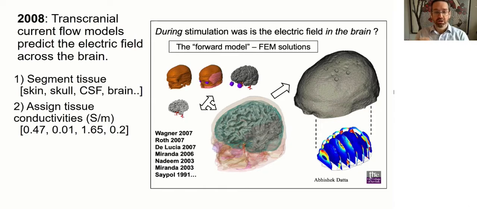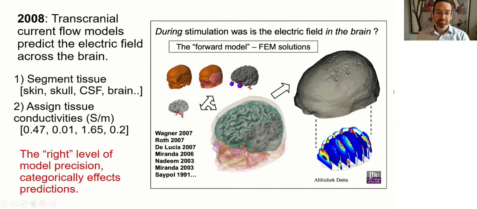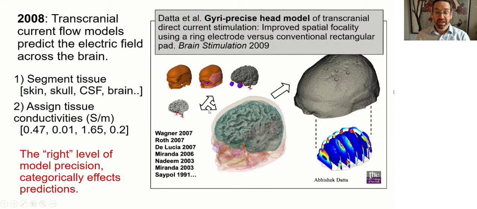So for example, skull is especially resistive, while cerebral spinal fluid is especially conductive. And so generating these models, it is most important to properly separate out between these tissues, because how they impact current flow from the surface of the head to the brain will be very different. And so really the emphasis has always been capturing the right level of precision in these models in order to have them produce accurate predictions. And then this work appeared shortly afterward in Brain Stimulation.